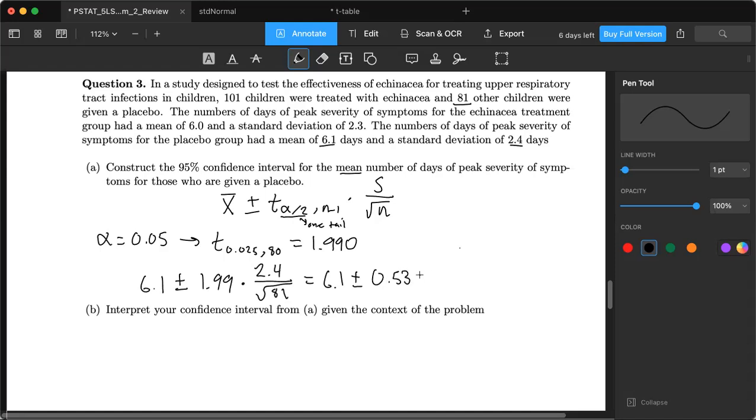And this is then equal to, so we can write it as an interval, write it in brackets, or I'll write it in another form that you may see too, in case you're more familiar with it. So 0.53, so 6.1 minus 0.53 is 5.57. And then 6.1 plus 0.53 would be 6.63.